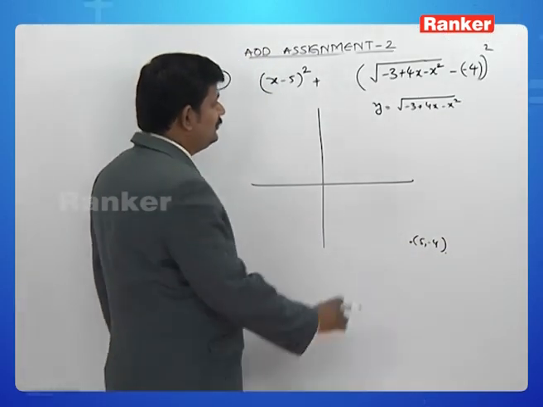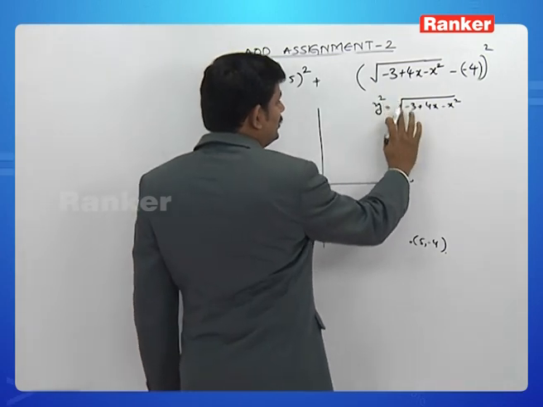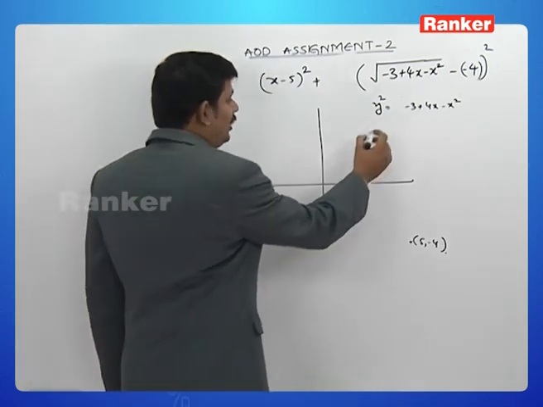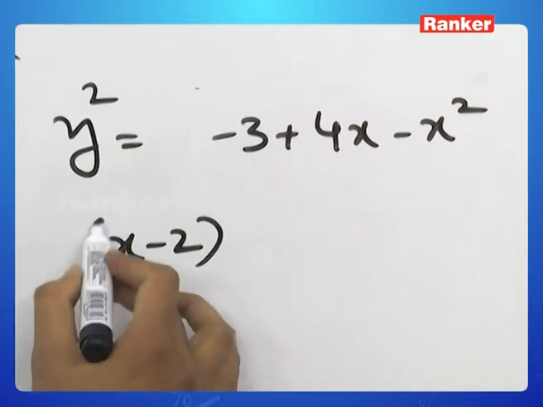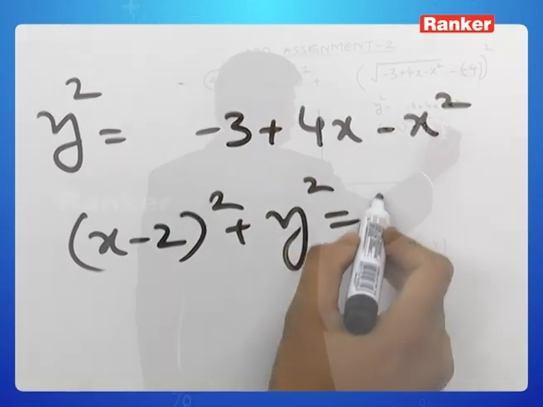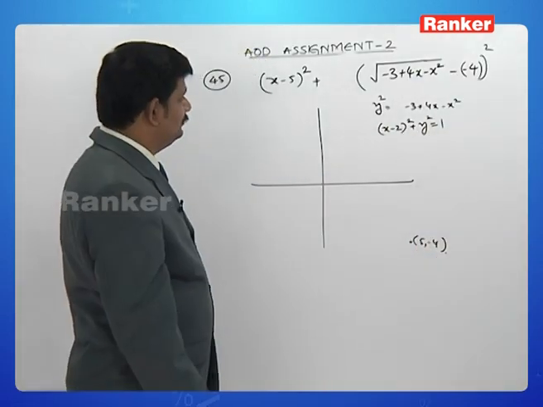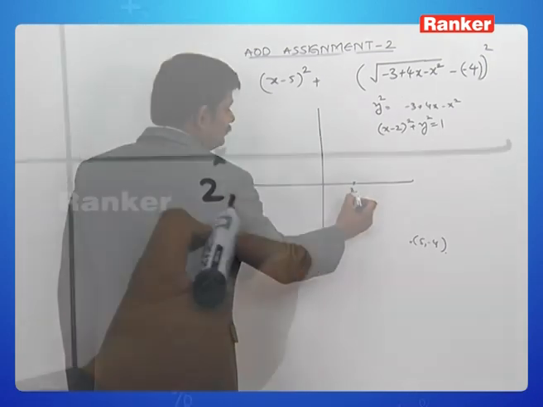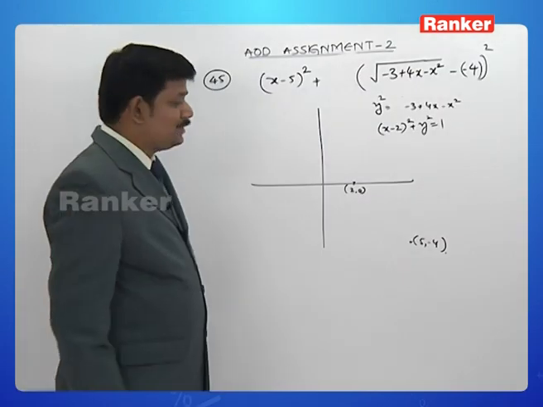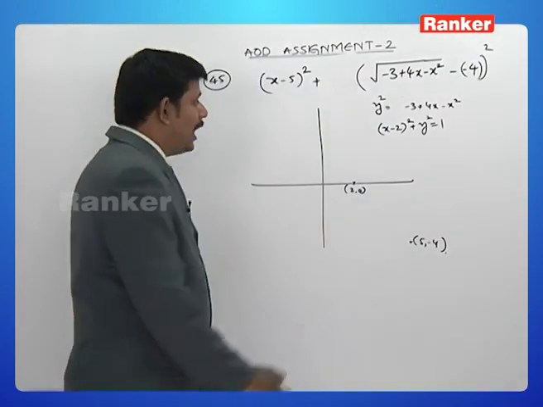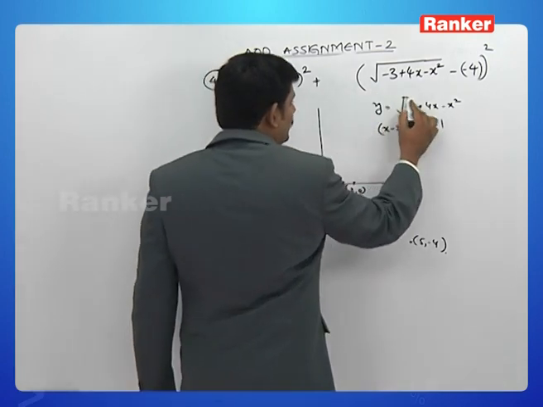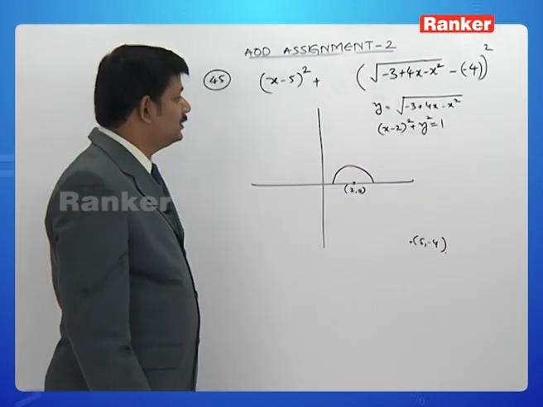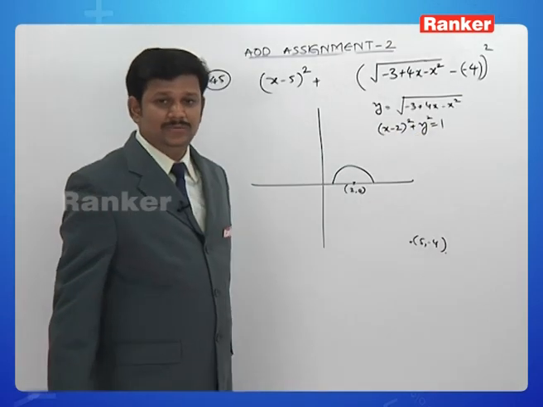Let us identify this curve. Squaring both sides, y square is equal to minus 3 plus 4x minus x square, or x minus 2 whole square plus y square is equal to 1. So, this curve is a circle with center 2 comma 0 and radius 1. It's not the entire circle but only the upper part of the circle, since y is plus root over, so the y coordinate is positive. It is only the upper part of the circle with center 2, 0 and radius 1.